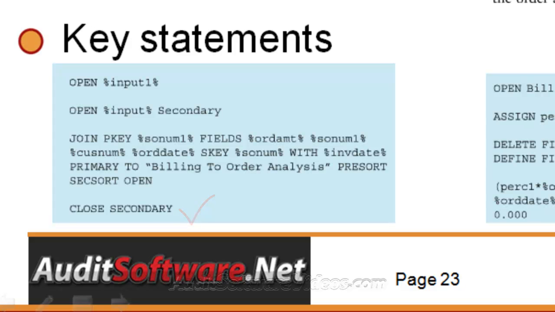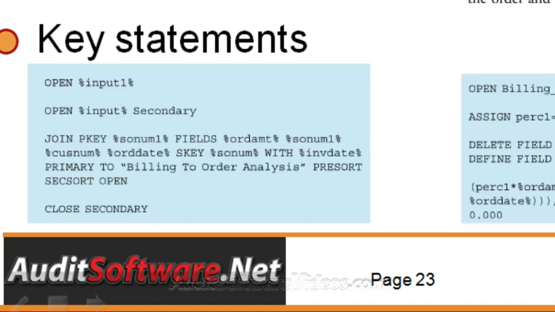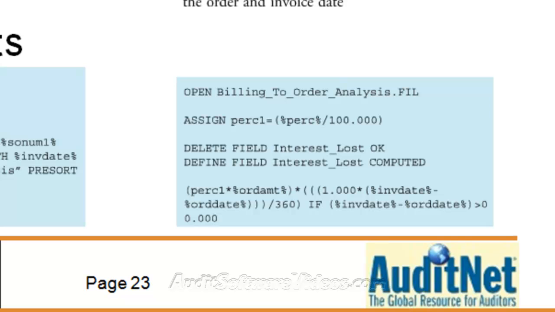Once that file is opened up, on the right here, we're calculating an interest lost. And the interest lost is the percent that we're going to set multiplied by the timing difference, the difference between the invoice date and the order date, if it's greater than zero. So if the invoice date minus the order date is greater than zero.